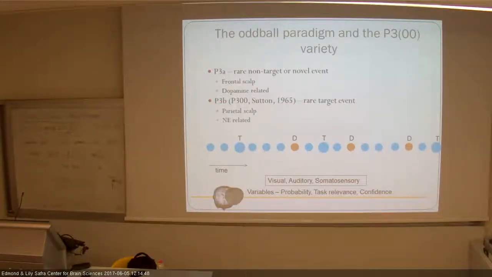The other things I'll show you in a second is that the P3A is more frontal, and the P3B is more parietal in distribution on the scalp, not in the brain. On the scalp, you see it more frontal or more parietal. There's also indication that the P3A is related more to dopamine release, whereas the P3B is related more to noradrenaline or norepinephrine release. And last, the P3A is associated with the distractor, and the P3B is elicited by the target.